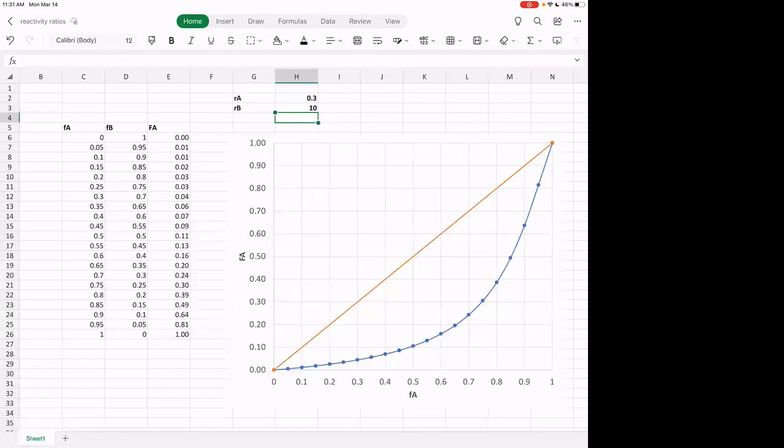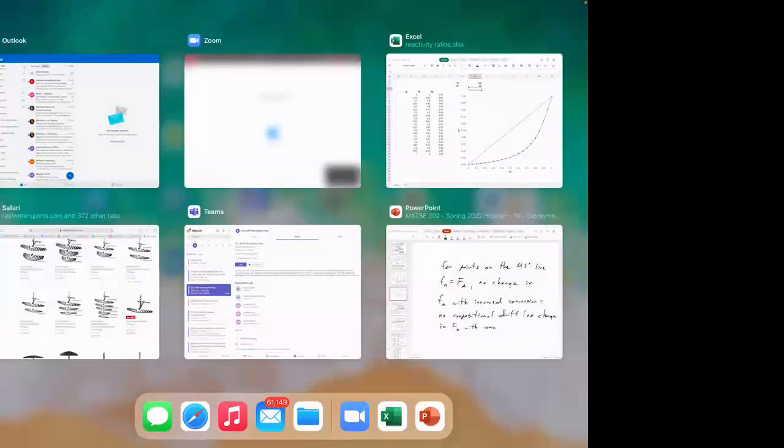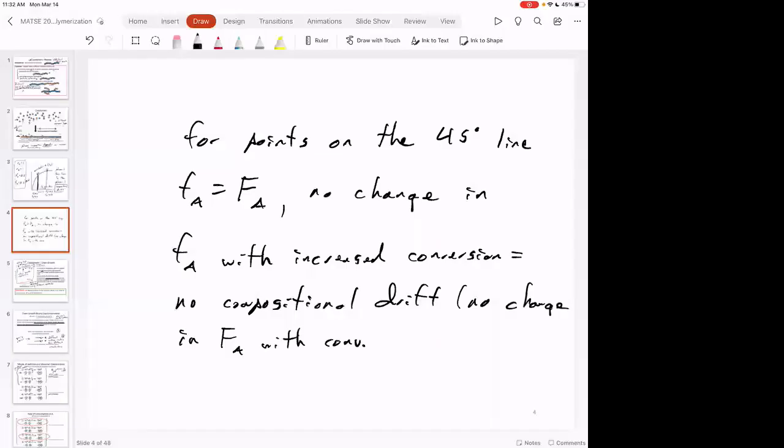Great. And so having this spreadsheet, thinking about it, messing around with it, thinking about what happens when you change FA, thinking about what happens when you change reactivity ratios. You know, there's not going to be tons of plug and chug on the exam. There's going to be a few plug and chug questions, but also some conceptual questions. So we're going to practice that in the clicker questions today. All right. Any questions so far? Any comments?